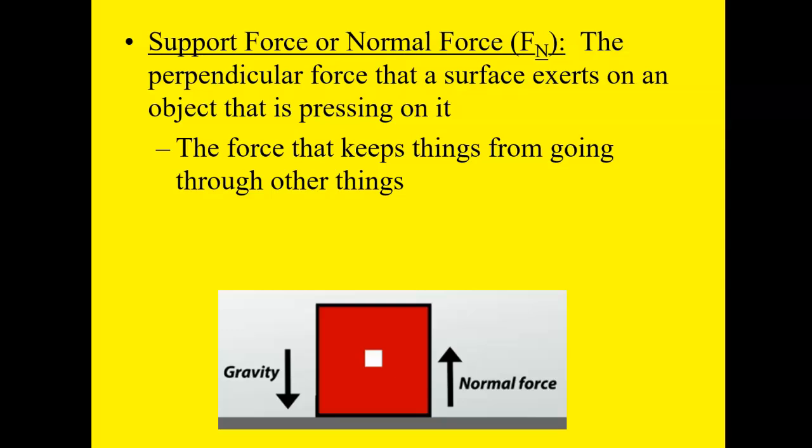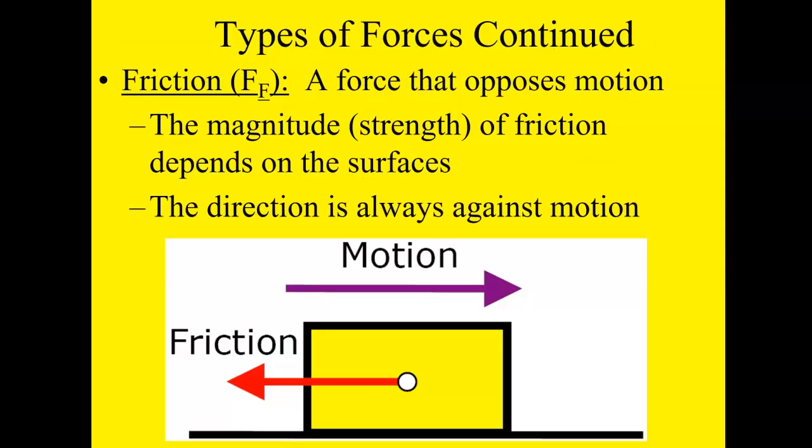So for example, if something is on a table, the support force or the normal force is the opposite of gravity, and it's equal and opposite, which causes the object not to move. Then the last type of force is friction force, which is F of F, a force that opposes motion, and it is always smaller than the actual motion of the object that is moving, and is always against the motion. So for example, in this picture, if this object is moving in one direction, then the opposite direction will be the friction, which will be smaller.